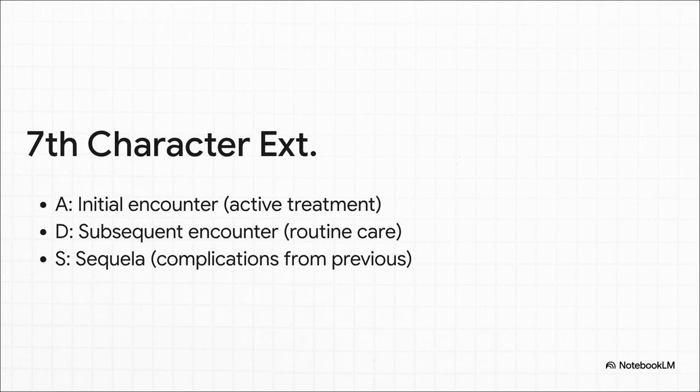Also, because injury and poisoning codes live in Chapter 19, your job isn't done until you assign that mandatory 7th character extension to define the episode of care. It's A for the initial active treatment, D for a subsequent routine recovery encounter, and S for a sequela, which just means a late complication arising from a previous poisoning or condition.